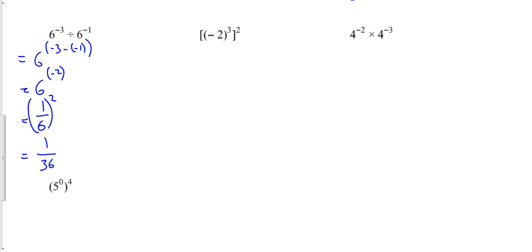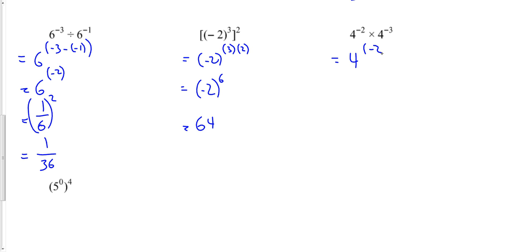Here I've got a power of a power, or an exponent to a power. So my base is still -2. I've got exponents that are being multiplied. So in this case, I end up with -2 to the exponent 6. And -2 to the exponent 6 is going to give me 64.